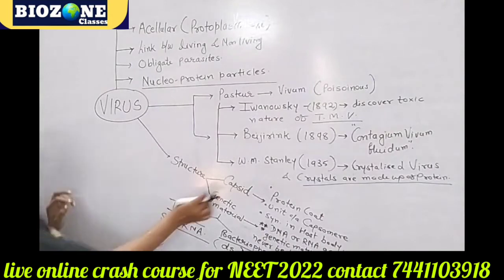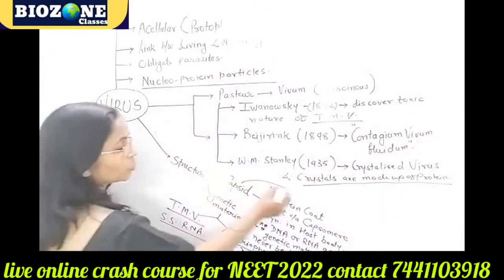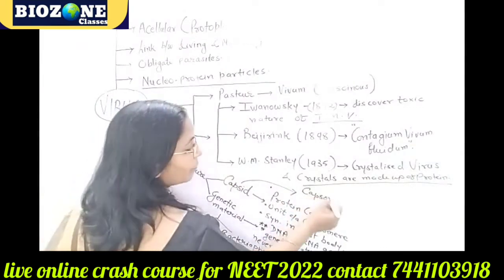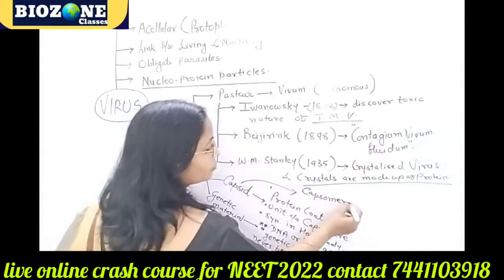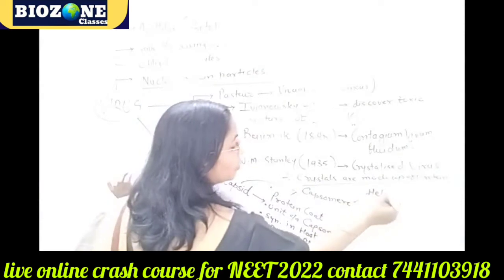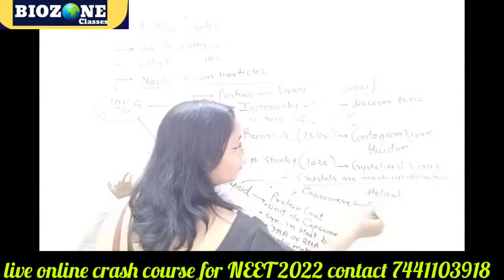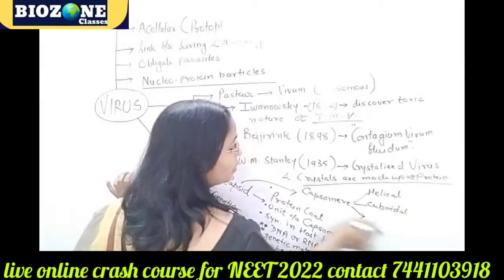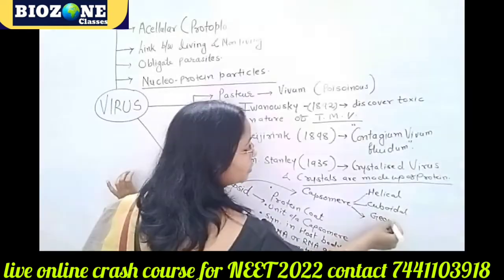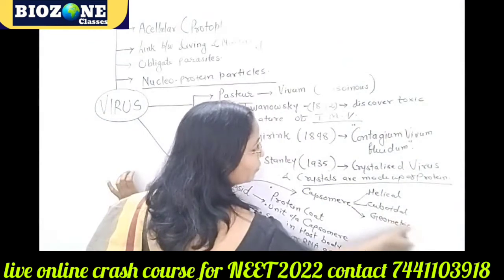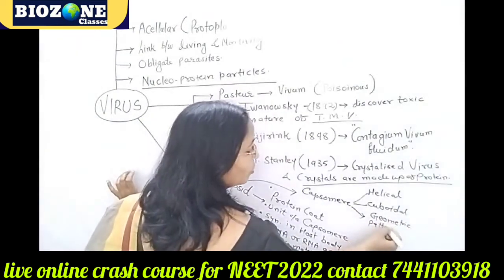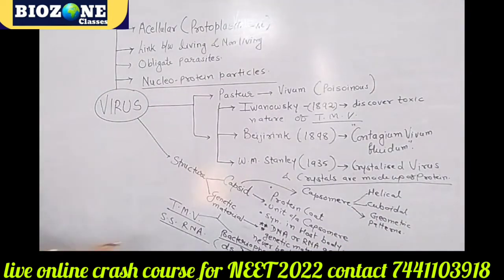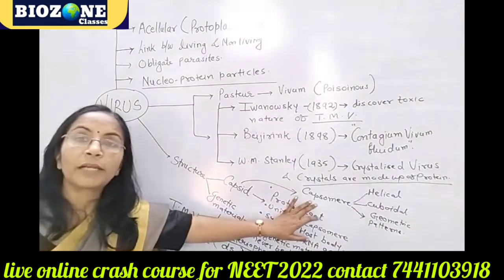And secondly, this capsid or capsomere, this also you remember. The capsomeres arrange in different geometric patterns. So capsomere arrange in helical form, in cuboidal form, as well as in various geometric patterns. So this part you remember very well.